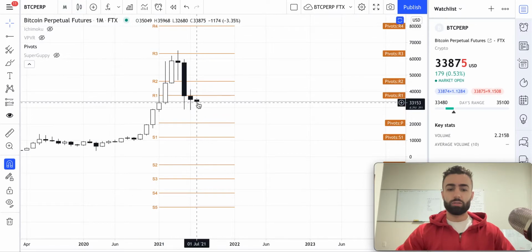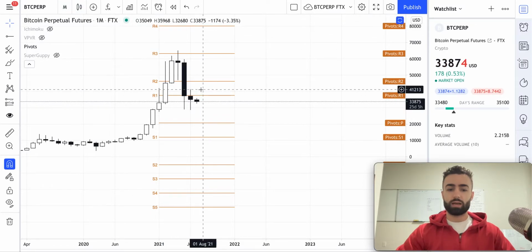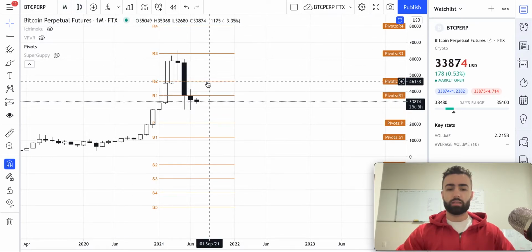But even if we do, where we're going to be looking to set our lower high is likely going to be right up here at the $46.2 thousand level, and that's up here at the pivot level.